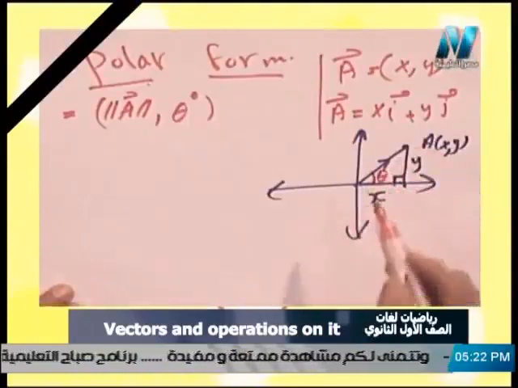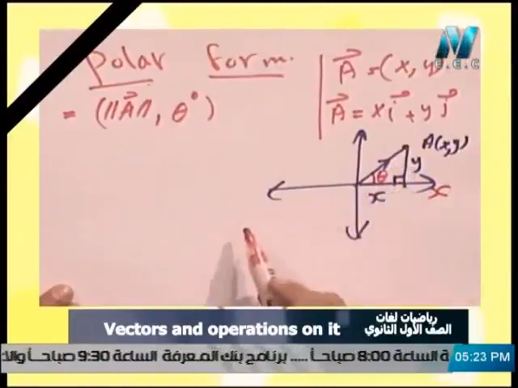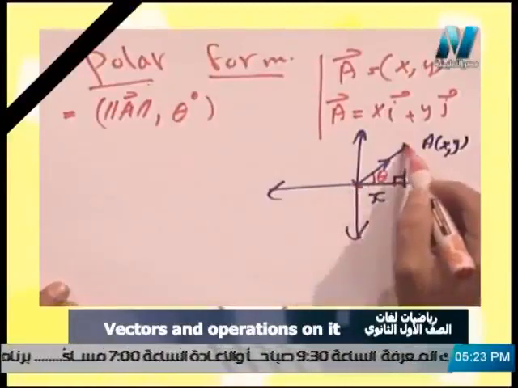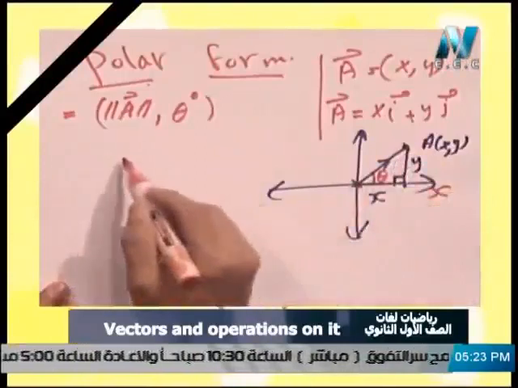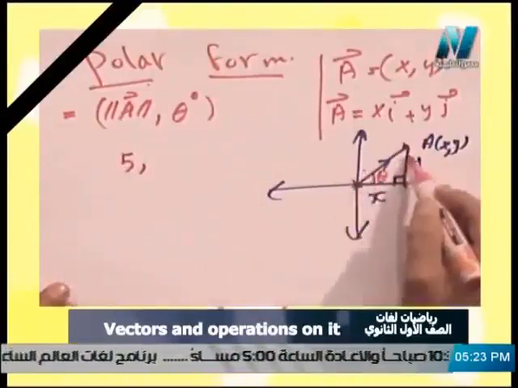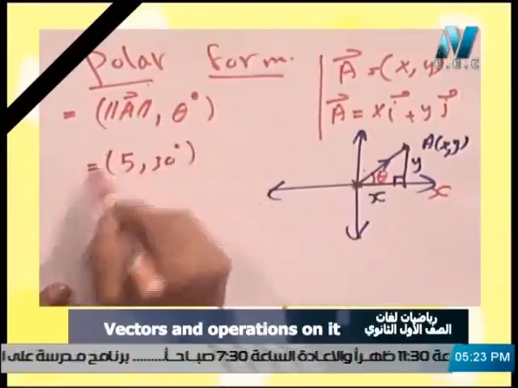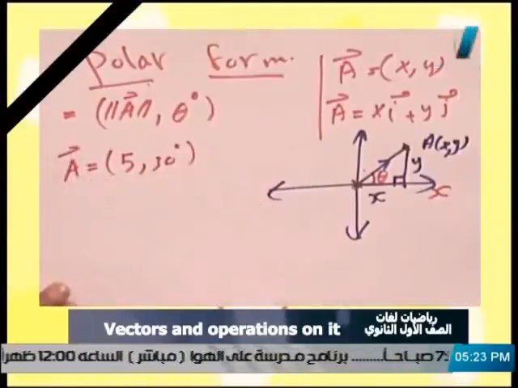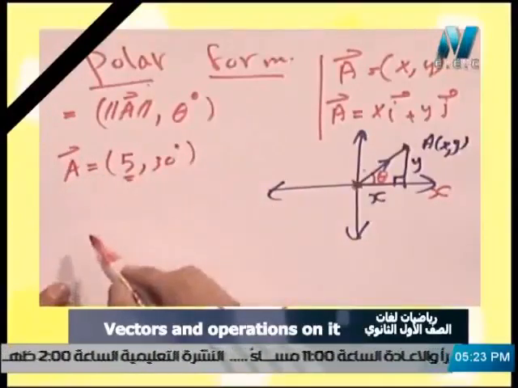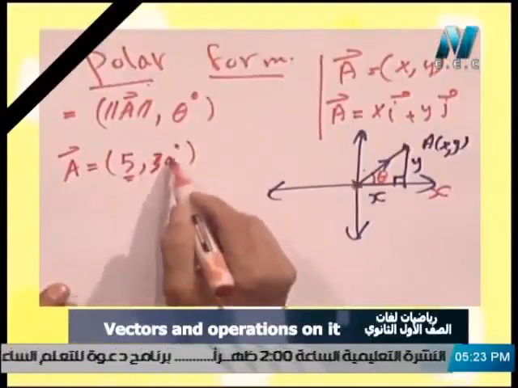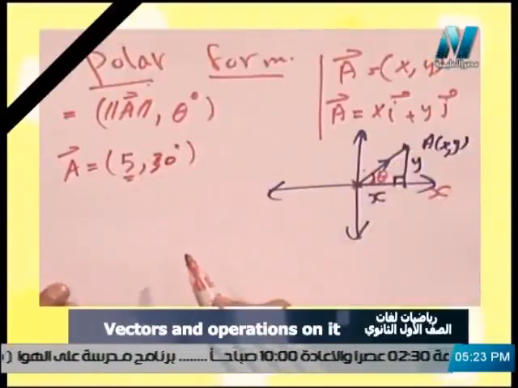Theta means the angle that the vector makes with the positive direction of the x-axis. And we want to express the vector. The vector here equals this length, say as an example 5, if it's 5 unit length, and theta, the angle, equals 30 degrees. So we can express the vector A by (5, 30 degrees). 5 means the unit length, but 30 means the angle that the vector makes with the positive direction of the x-axis, as we said.